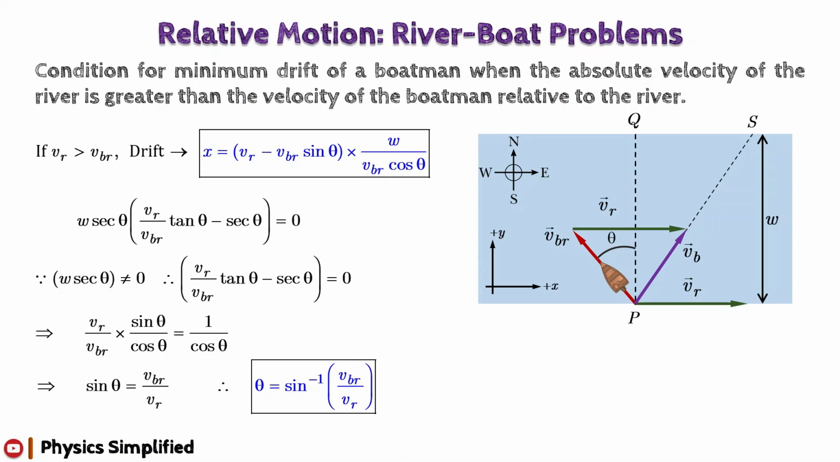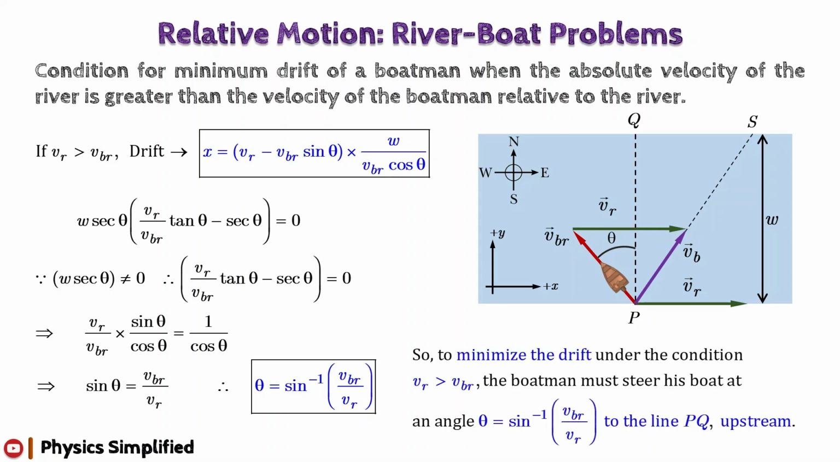So, when the absolute velocity of the river is greater than the velocity of the boatman relative to the river, the drift of the boatman while crossing the river will be minimum if he steers his boat at an angle theta, given by sin inverse of v_br divided by v_r, to the line PQ upstream.